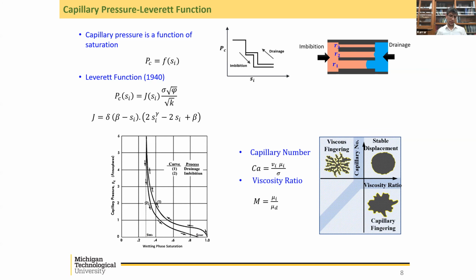Before going to the next section, there are two terms or constants that we need to understand. The first is the capillary number, in the middle of the slide. The capillary number is a constant representing the viscous effect relative to the capillary effect. The viscous effect is the flow rate or speed times the viscosity of the injected fluid, divided by the surface tension. The other constant is the viscosity ratio, which is the viscosity of the injected fluid to the displaced fluid.